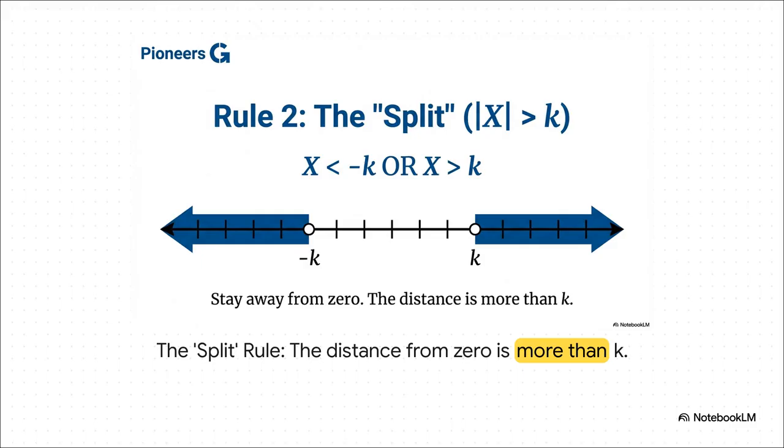And for the greater or word rule, it's the exact opposite. When the distance has to be greater than some number, we're looking for all the values that are far away from 0. They can't be in the middle, so they split apart and head outwards, one going way to the right and the other way to the left.